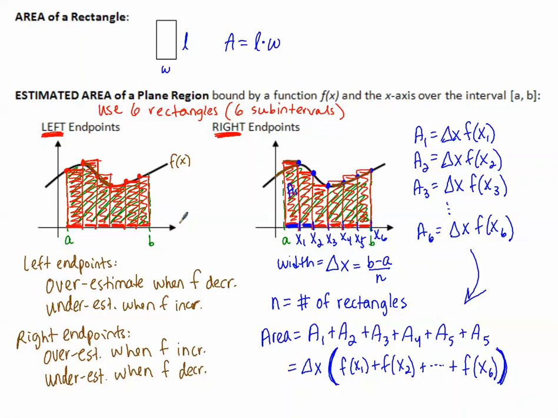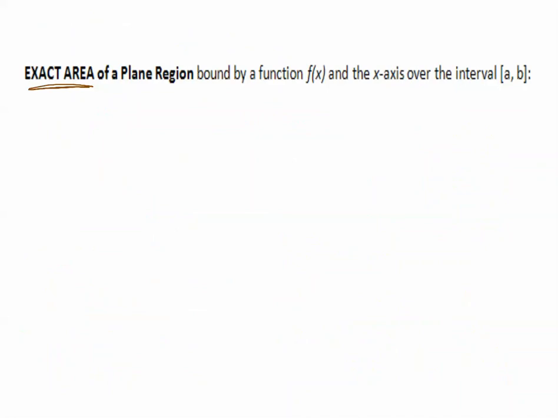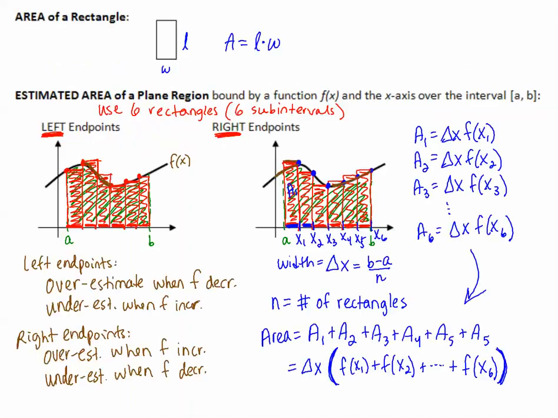Now, can we actually do that? Can we take an infinite amount of rectangles? No. So that's where limits come in. The exact area that we're going to find will be the limit as we take the number of rectangles to infinity of the sum from the first rectangle to the last rectangle, which remember is going to infinity, of the area of each rectangle.